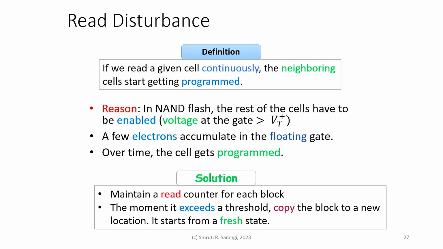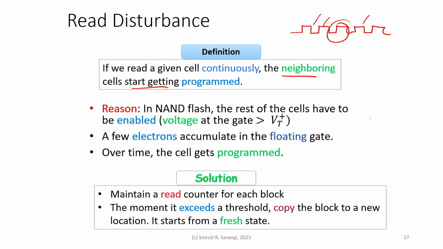So this same remapping idea does happen in flash devices as well. Another problem, as I said, our problems never end with flash. There is something called read disturbance. If I read a given cell continuously, the neighboring cells in a NAND flash, as you can see in NAND flash, you have these devices all connected in series, what happens is that they gradually start getting programmed. Programmed means they start getting some charge in their floating gates.